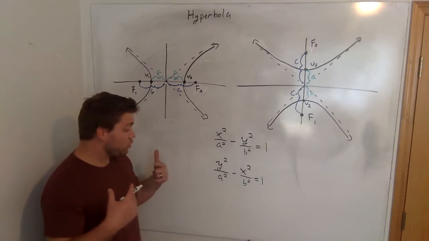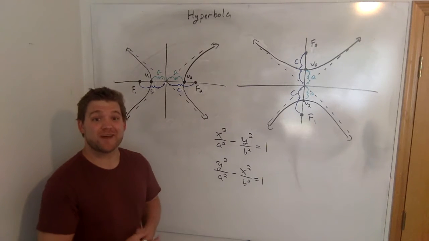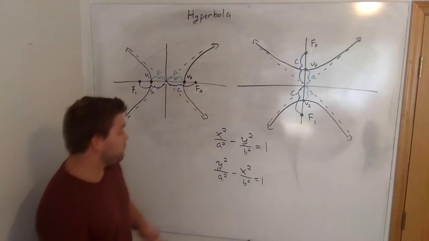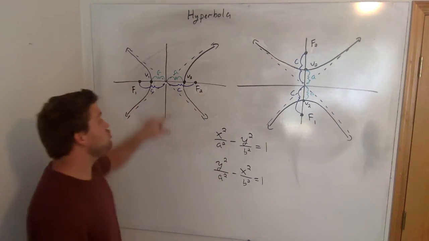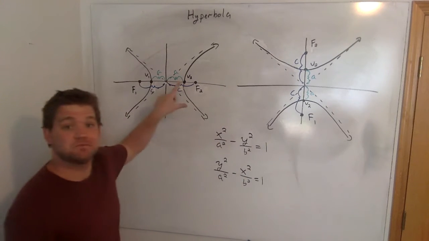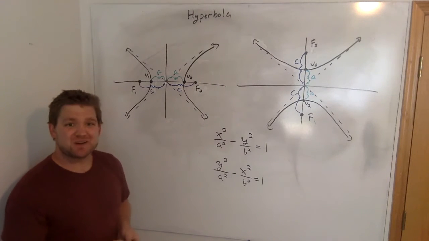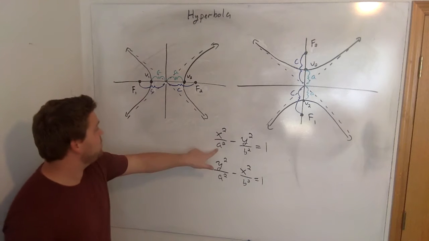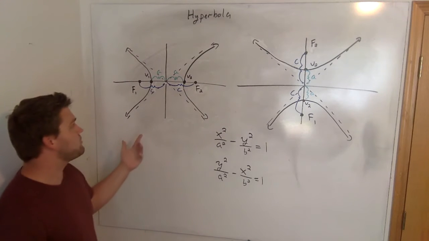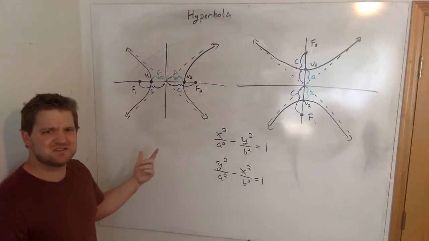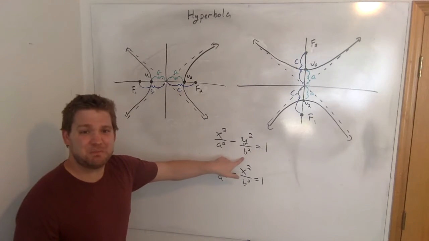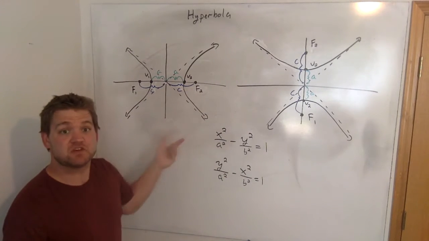So there are really two main questions I want to answer in this video. One, if we were just presented with one of these two equations, how would you know which version it is? And the other thing we want to think about is, while we can see that A represents the distance from the center to the vertices, what the heck is B? We don't see it in the picture.